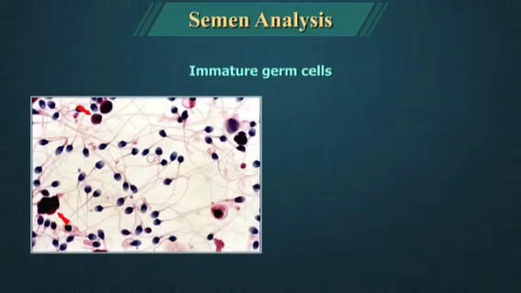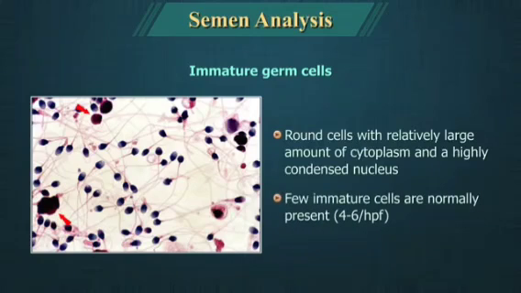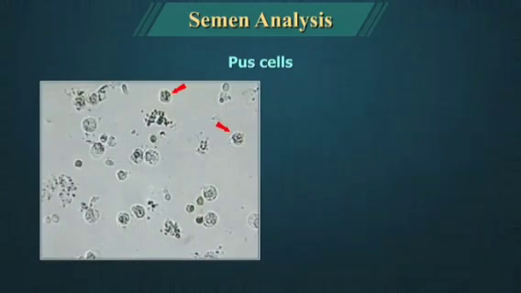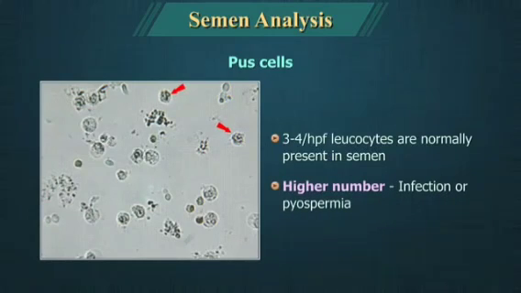Immature germ cells are round cells with relatively large amount of cytoplasm and highly condensed nucleus. A few immature cells are normally present, which is 4 to 6 per high power field. Pus cells: 3 to 4 per high power field leukocytes are normally present in semen. A higher number denotes infection or pyospermia.